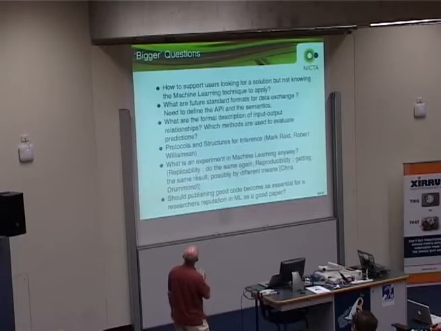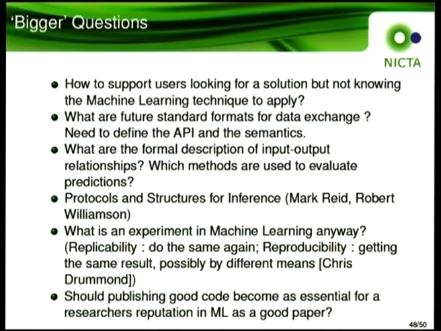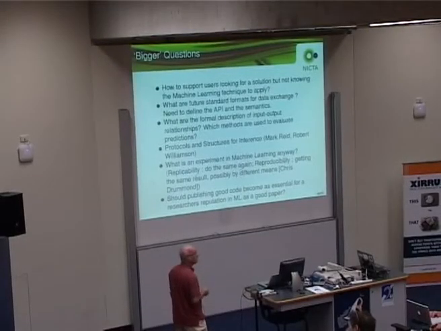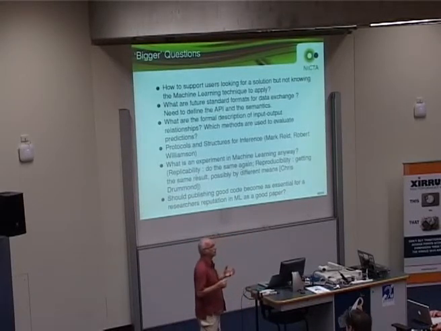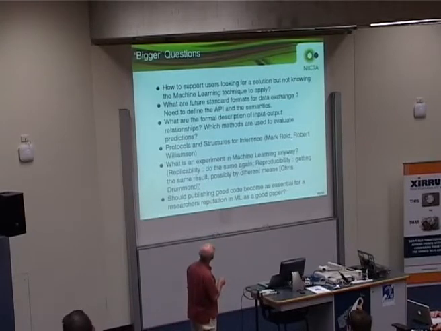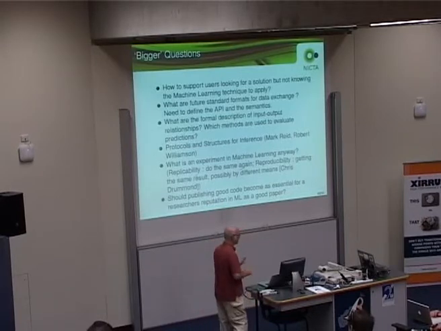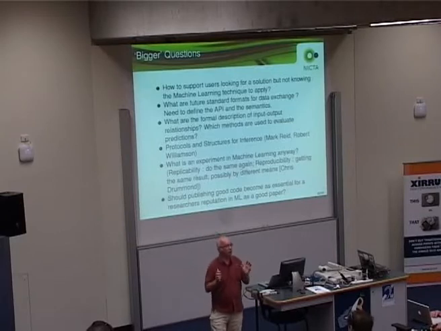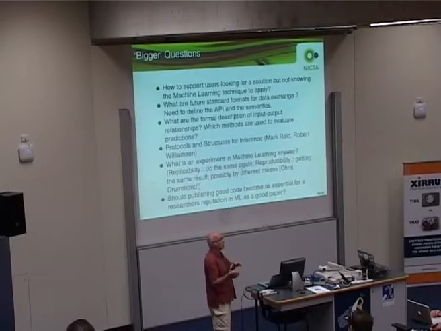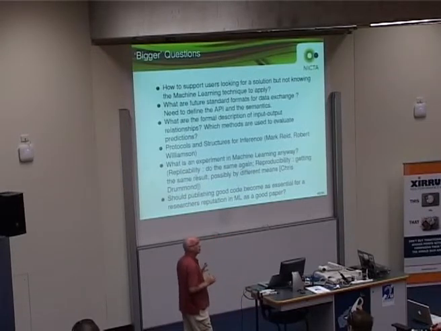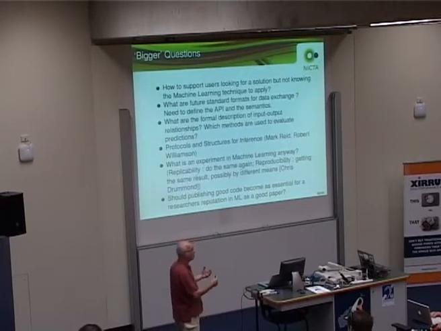So that's the fourth point here, protocols and structures. There is a project at ANU and NICTA done by Mark Reid and Robert Williamson, who deal with what the generic elements in machine learning are when you want to define structures and protocols. This is from the practical side, but also from the theoretical side, because in machine learning we are realizing that many different problems can be rephrased in the form of the other. So there is some kind of unification going on, so that we don't have to start from scratch coming up with new ideas and solutions all the time.